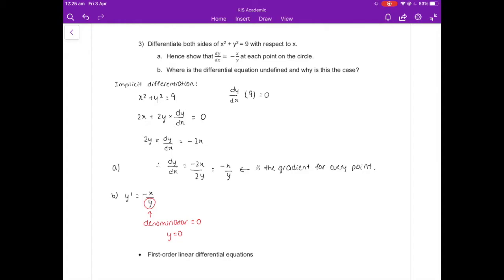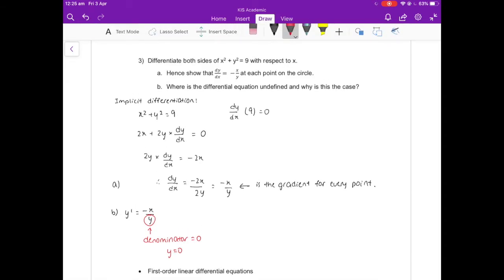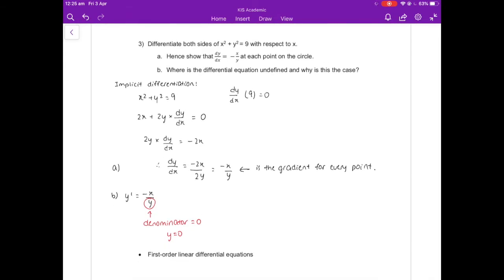Okay, so when y equals 0, it is undefined, and at which points would that be? So if we solve the equation, at y equals 0, x squared plus 0 equals 9, therefore x equals plus or minus 3. So the 2 points are (3, 0) and (-3, 0).